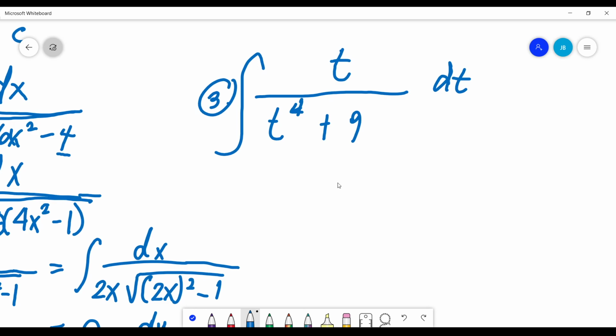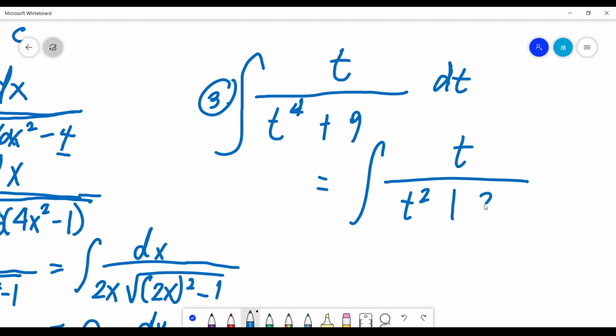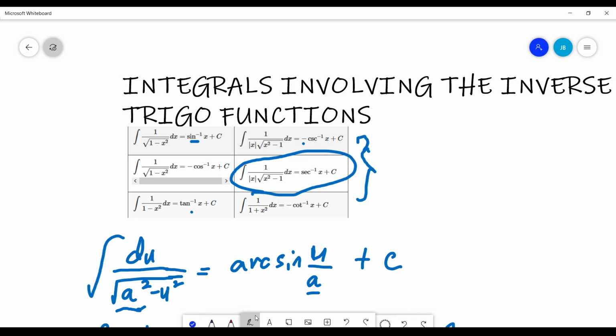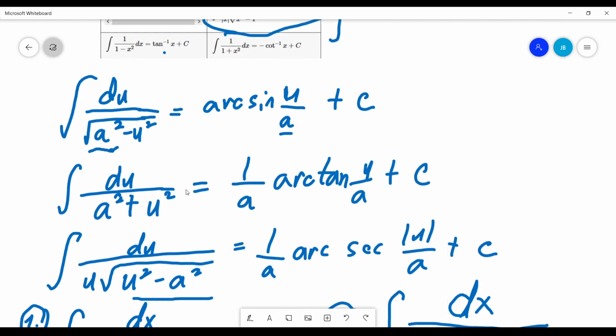So the first goal again in solving integrals involving the inverse trigonometric functions is that you are going to simplify first. How to simplify this one? It will be t squared plus 3 squared. So notice that it is in the form of, there's no square root, and it is plus, so that's automatically tan. So let's look for the integral of inverse trigonometric tan. Hold on. Let me check which part we should use here.